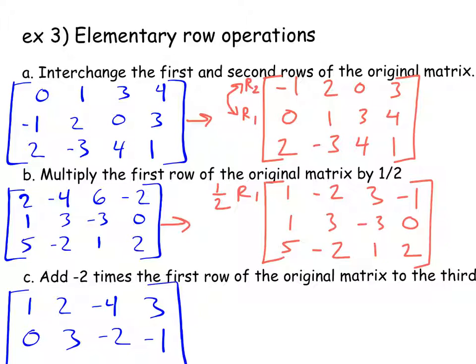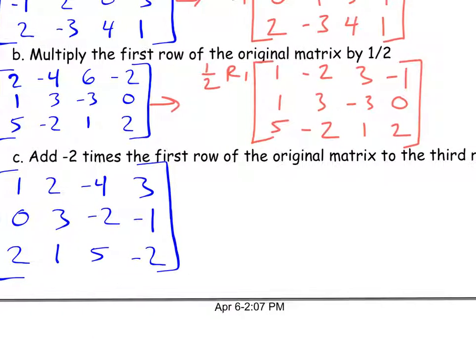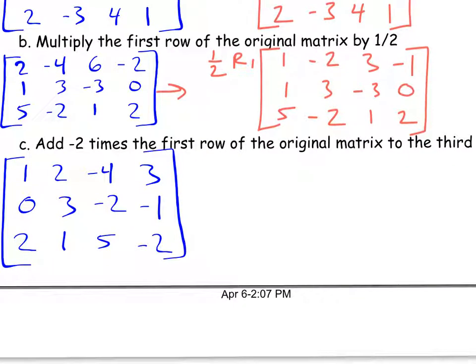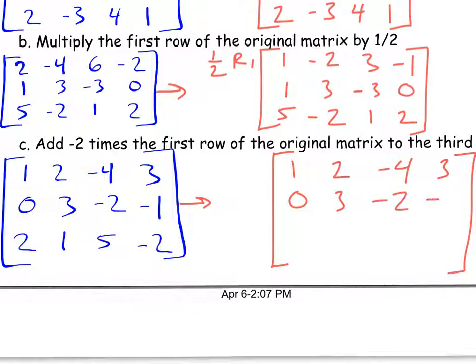Now let's go down to part C. This is that last one that can be a little bit tricky. I'm going to add -2 times the first row to the third. So here's what's going to happen. Notice I take 1, 2, -4, and 3. 0, 3, -2, and -1. The first two rows of the matrix aren't going to change.